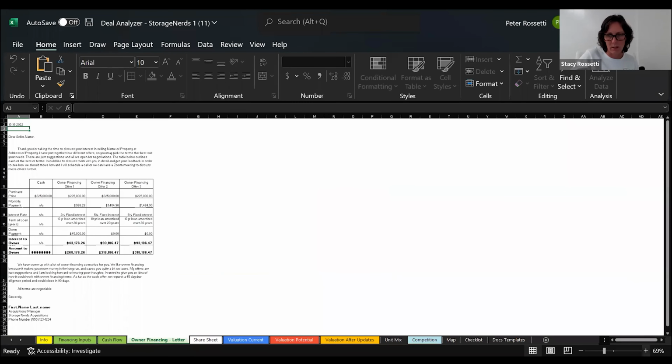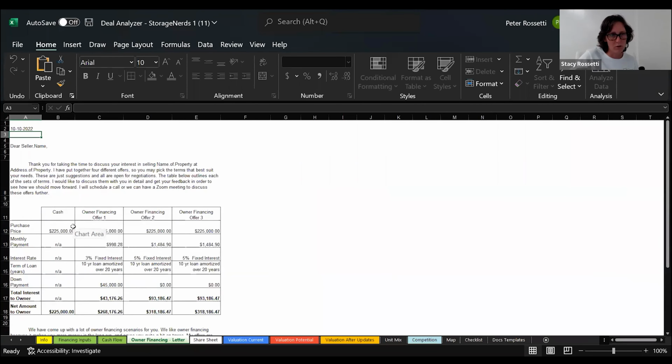Let me show you this. On our deal analyzer, we're doing the owner finance letter. It looks like this. We're doing the cash offer, and a cash offer could also be a bank financing offer, so this number could be the same as bank financing. And then we have owner finance 1, 2, and 3. So we show them how much money they could possibly be making.